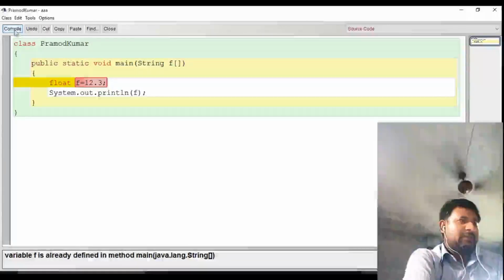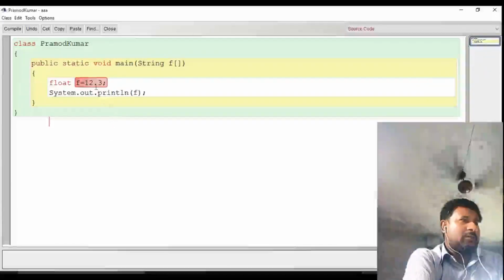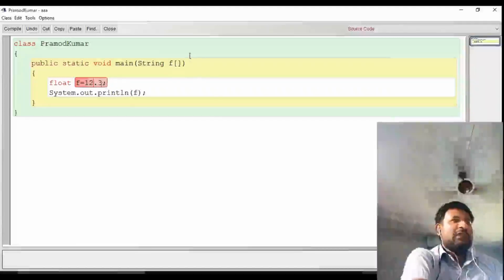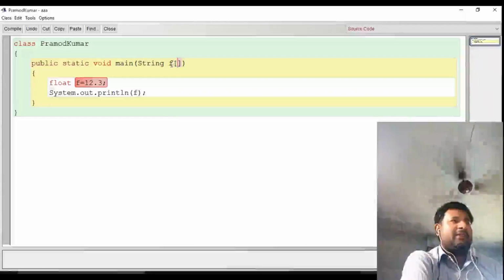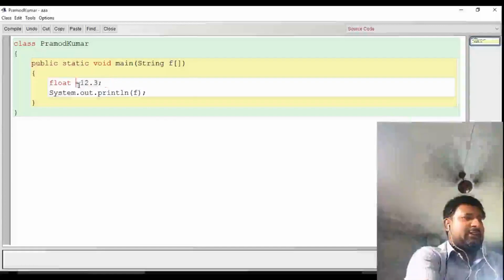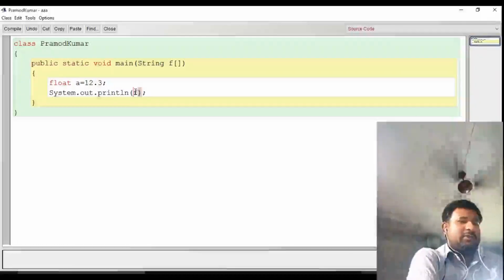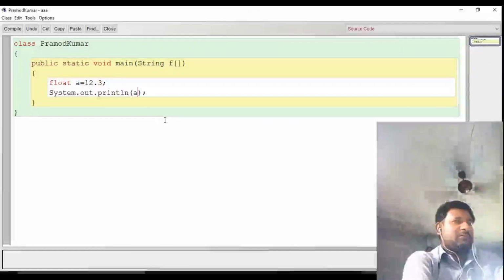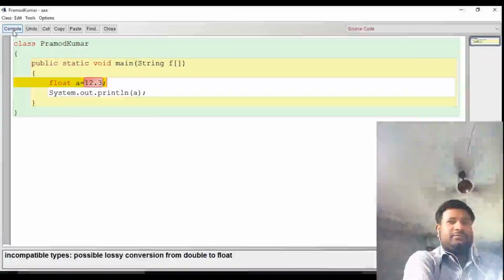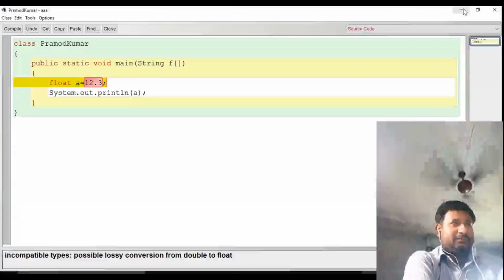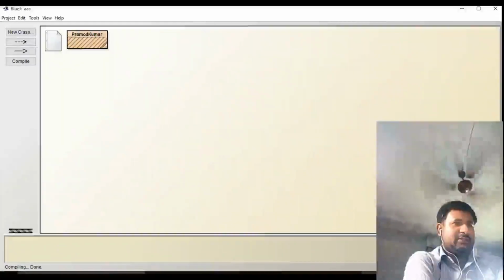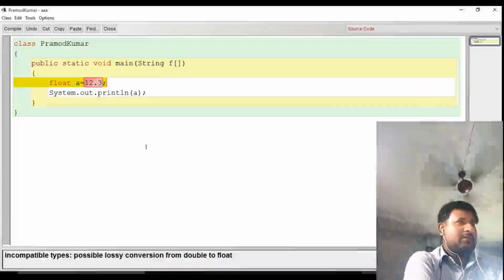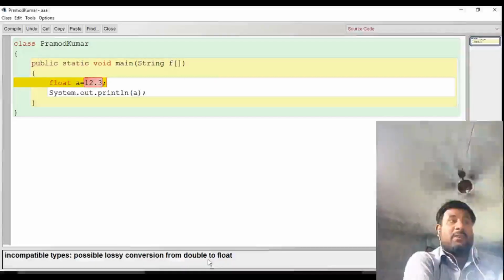It says variable f is already defined in method main. You have already declared the variable f here, so I change this variable. This is the error it is giving, because you cannot write two variables with the same name. So compile it again. It is giving some error: incompatible types, possible lossy conversion from double to float, on 12.3.